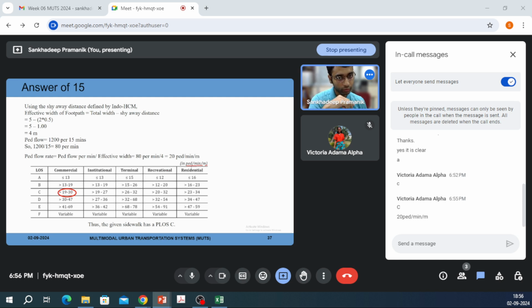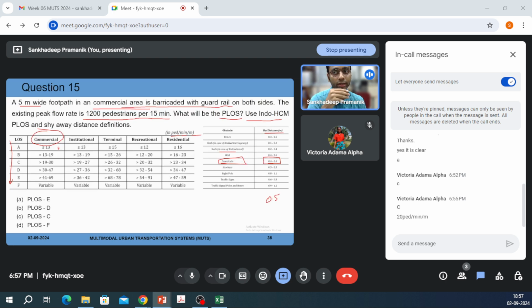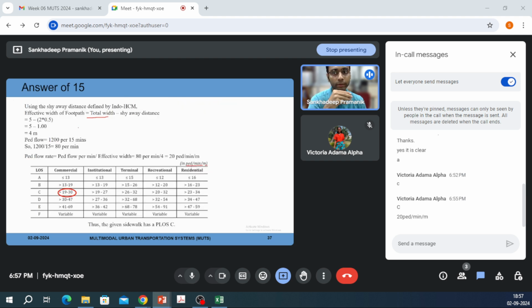So for pedestrians, the first step will be to calculate the effective width of the footpath, that is total width given 5 meter width of the footpath, and the shy distance we can get from this table, and if we consider it as 0.5 for both the sides, so 0.5 into 2, so it will come as 4 meter. Now pedestrian flow is given 1200 per 15 minute, that is 80 per minute. So 80 pedestrian per minute. Up to this one we have done.